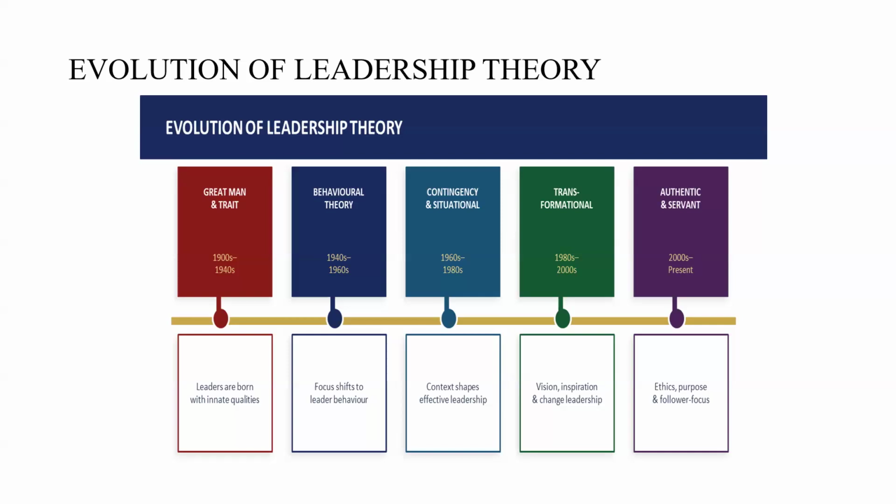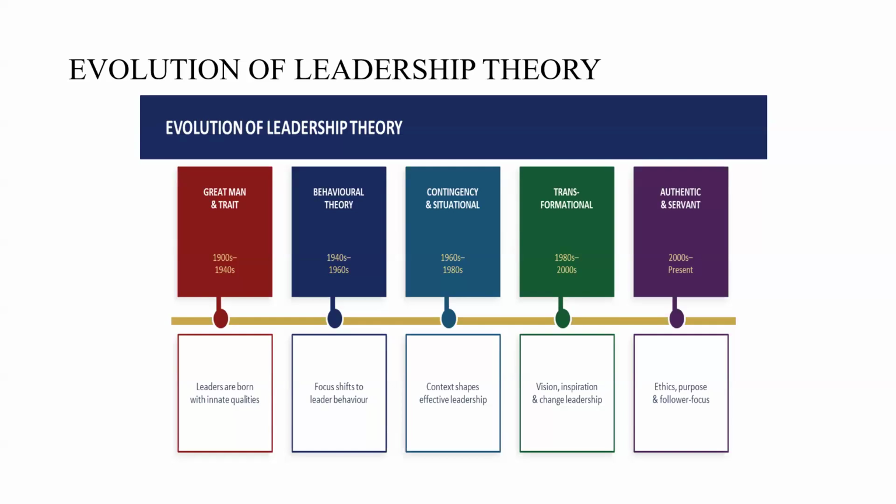Then in the 1960s to 1980s, the focus moved to contingency, which says that the situation determines what kind of behavior or what you should do to ensure you are effective. Then in the 1980s to 2000s, the focus moved to transformational leadership, where the leader is more interested in inspiring change in individuals.